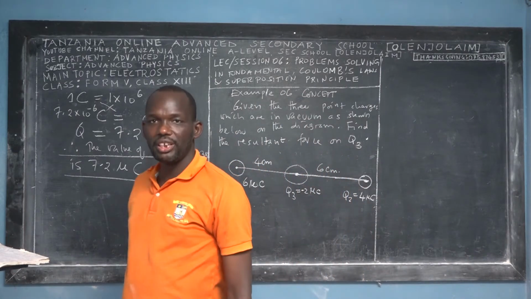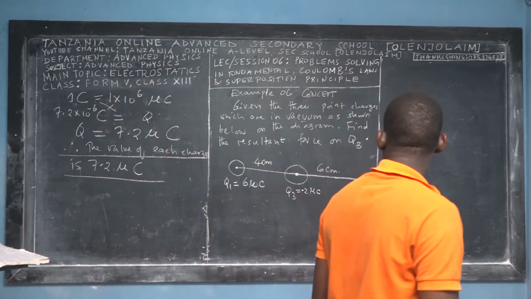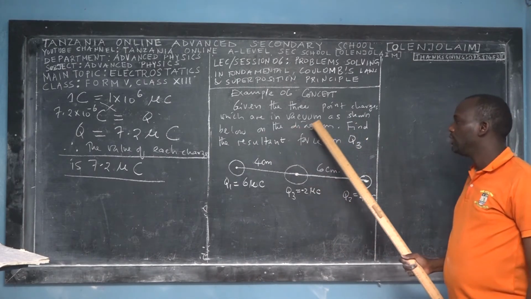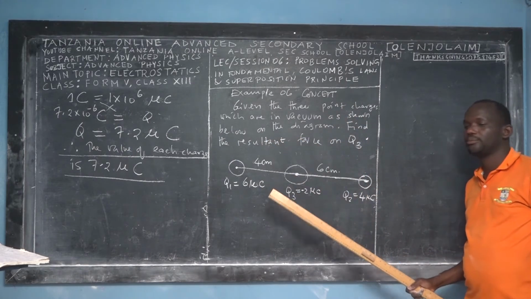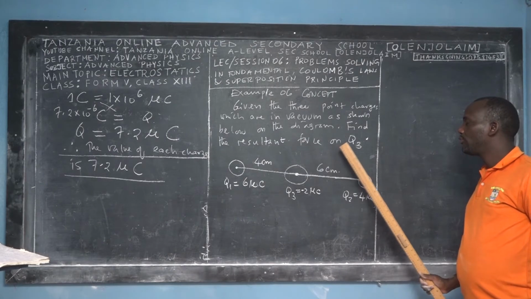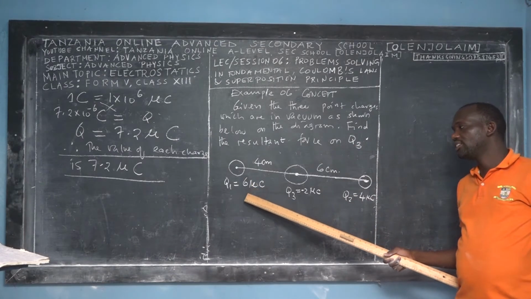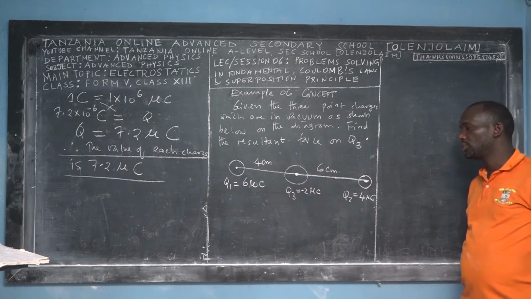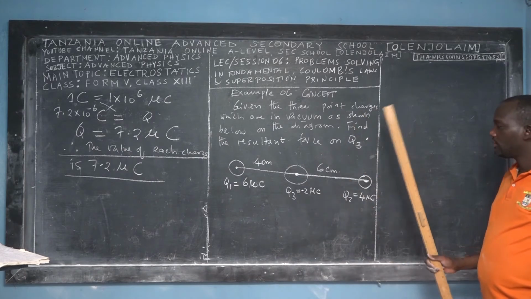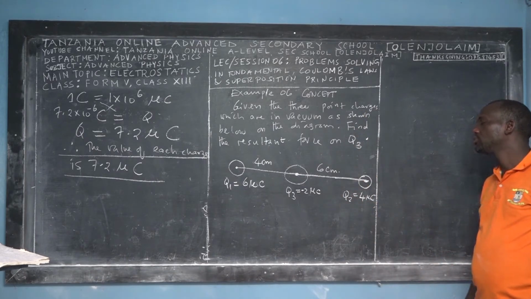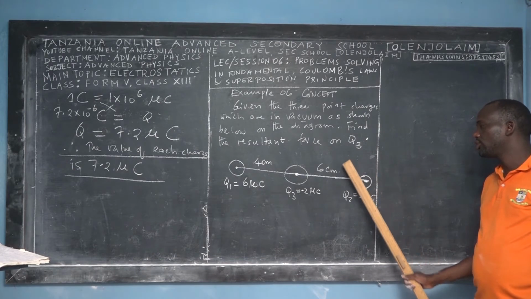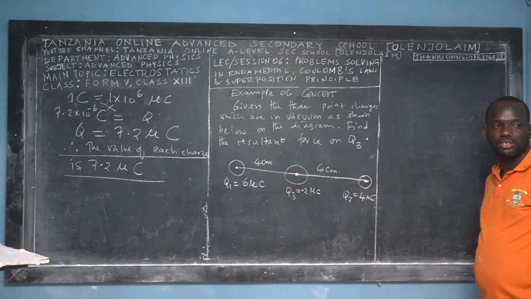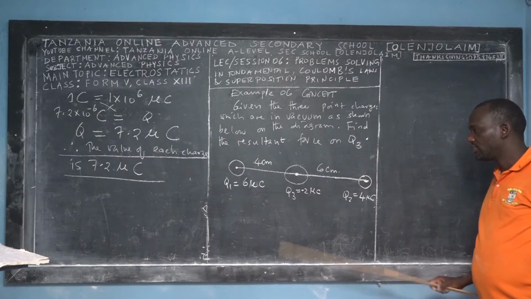Okay, so you've been given a problem there on the blackboard. Given the three point charges, which are in vacuum, as shown below on the diagram, find the resultant force on Q3. This is Q1, 6 microcoulomb, positive. The distance between Q1 and Q3 is 4 centimeters. Then this is Q4, which is 4 microcoulombs. The distance between Q3 and Q4 is 6 centimeters, and the distance between Q1 and Q4 is 10 centimeters.